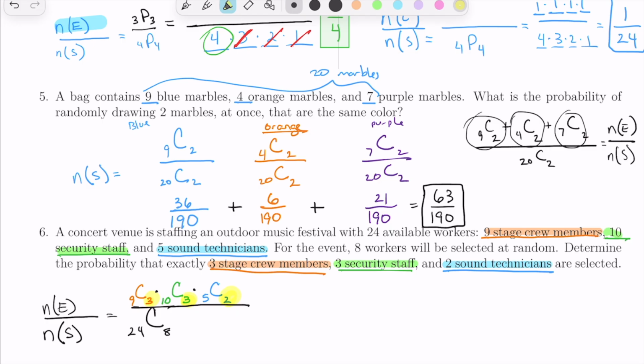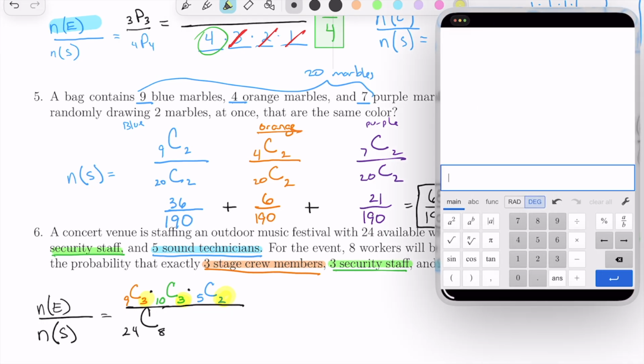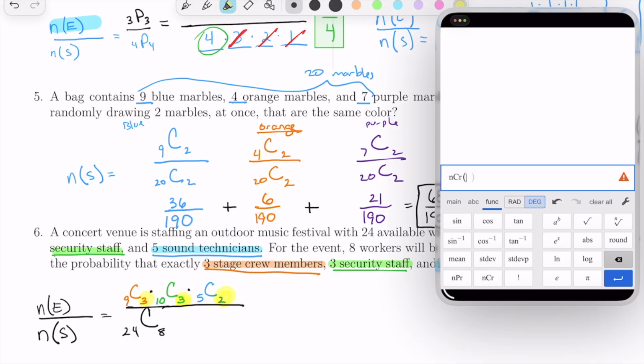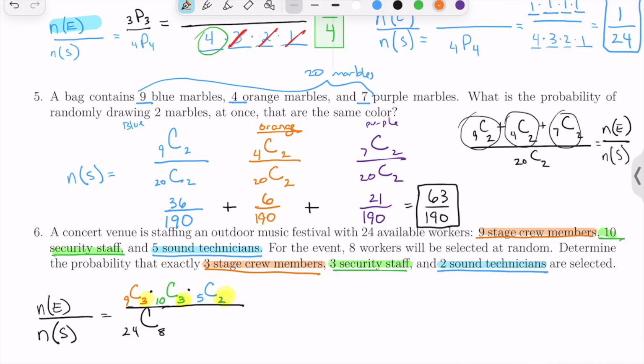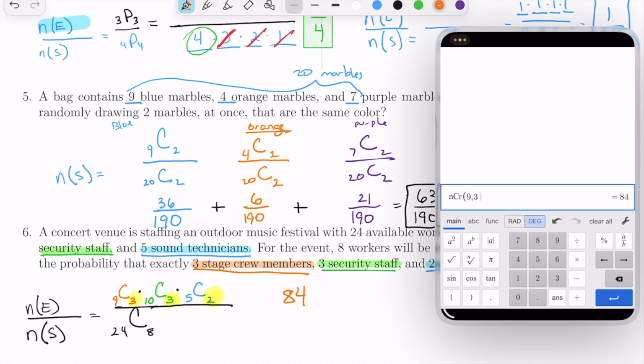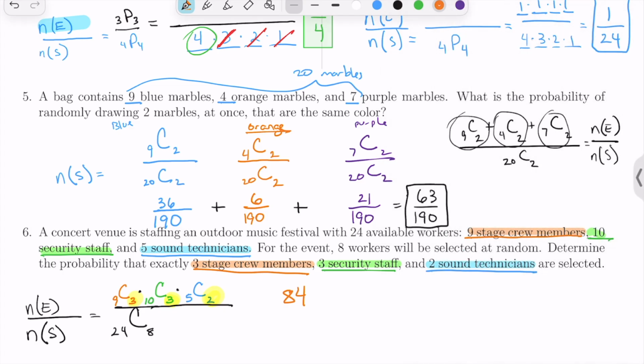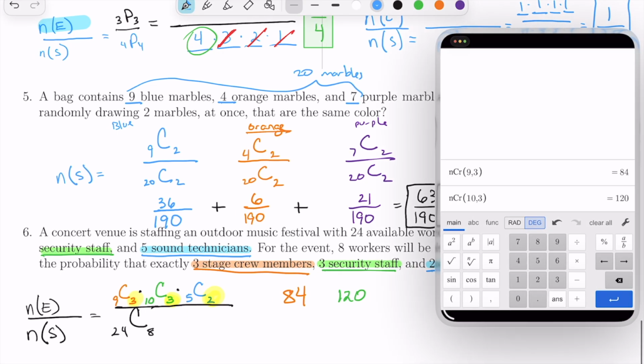Next, we're going to go to the calculator and figure out some of these numbers. You could put this all in one go if you wanted. I'm going to choose to probably separate these out a little bit just so that we can have them written. We can see there's going to be 84 crew members. Then for the security, we're going to also do 10C3. That's 120 from them. And then for our sound techs, we've got 5C2, which should come out to be 10.